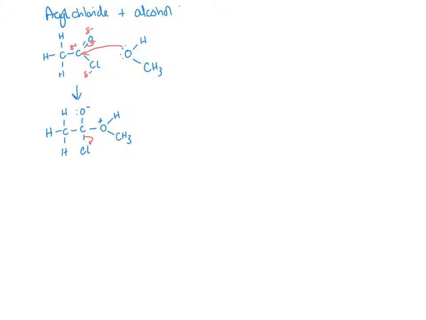Chlorine is going to leave. These electrons are going to come back down to reform the double bond, and the oxygen-hydrogen bond will break to get rid of that positive charge. Note it's only the oxygen-hydrogen bond that breaks, it's not the oxygen-carbon bond.